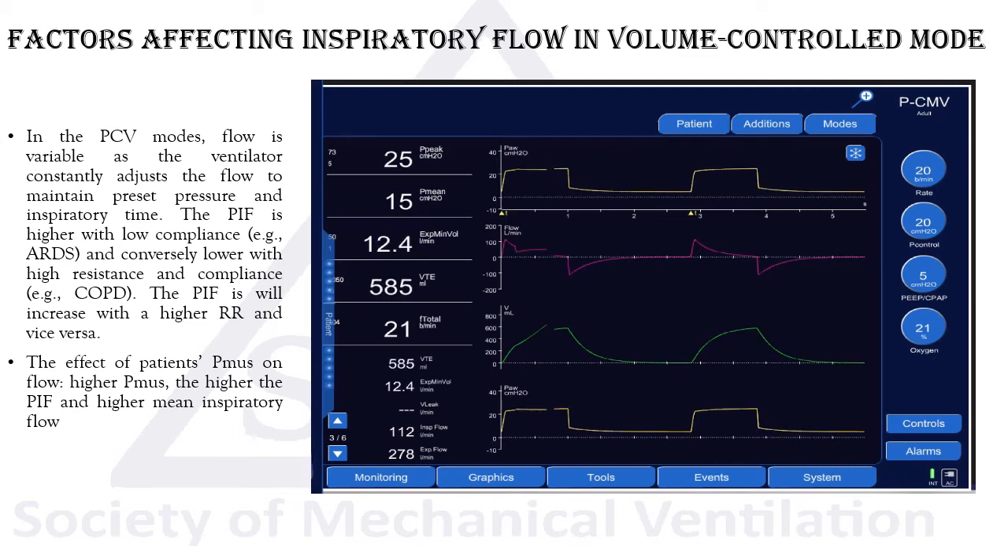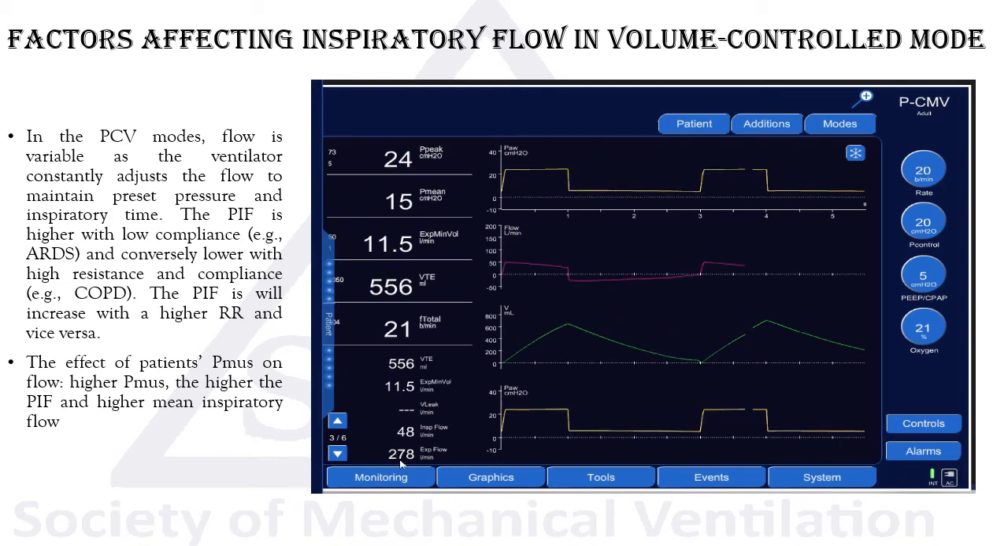Now let's make him a COPD patient, and as you can see, the peak inspiratory flow is gonna go down, and the peak expiratory flow, this is actually a mistake, will also decrease, so it will be less negative.